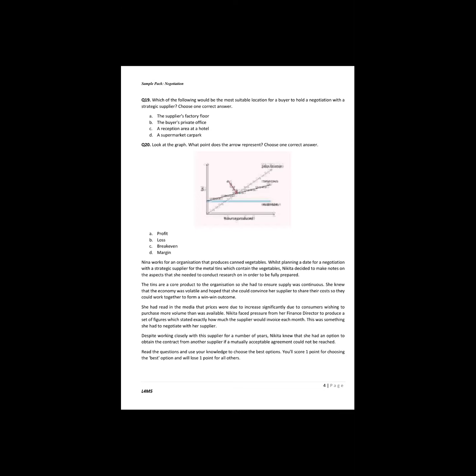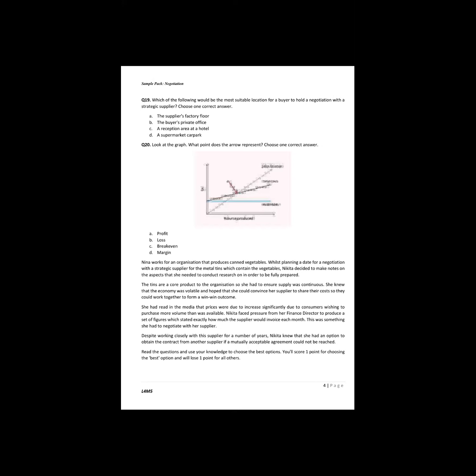I was confused with the private network. I just saw it with the way Rosalind answered when she said either home or neutral grounds. So the supplier's factory floor is away. The hotel reception is neutral, but you can't have it at the supermarket car park. And then the obvious one, the buyer's private office, is home. So if you look at it in the context of home, away, and neutral, it's defined.